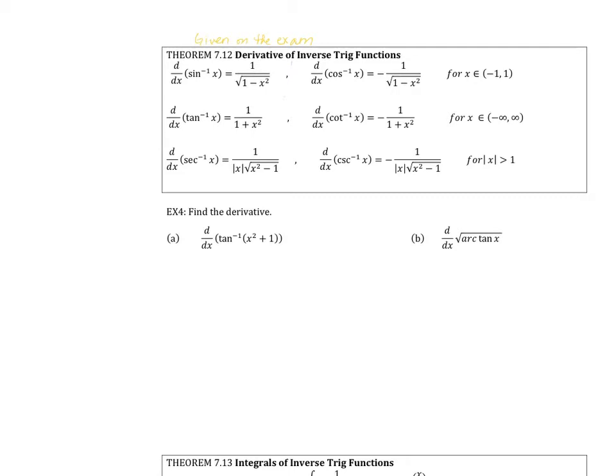So in example 5a, if I'm taking the derivative of tangent inverse of x squared plus 1, again, I'm using the chain rule. The first thing I want to do is take the derivative of tangent inverse. And the derivative of tangent inverse is 1 over 1 plus the argument squared. Okay? Times the derivative of the argument. Okay, so again, I'm using the chain rule.